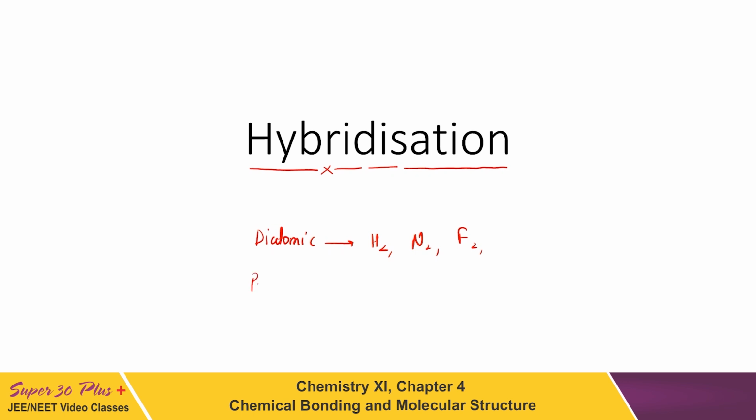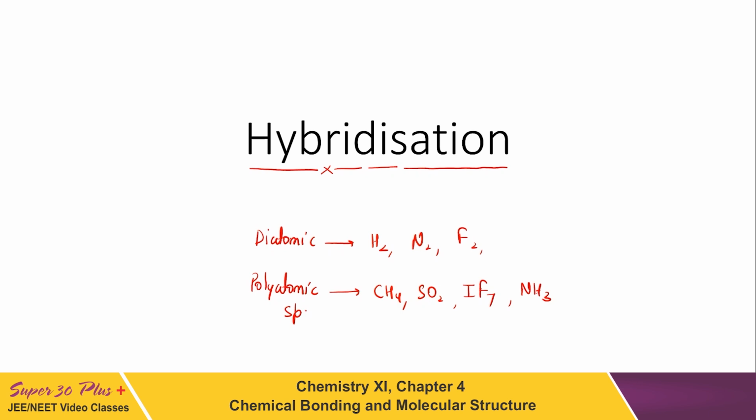But what about polyatomic? In the polyatomic species, my dear students, like CH4, like SO2, like IF7, and like NH3, overlapping itself is not sufficient enough to explain bonding. Here, in order to explain the bond, we gave another concept called hybridization. So we gave hybridization to explain the bonding, covalent bonding moreover, between atoms.